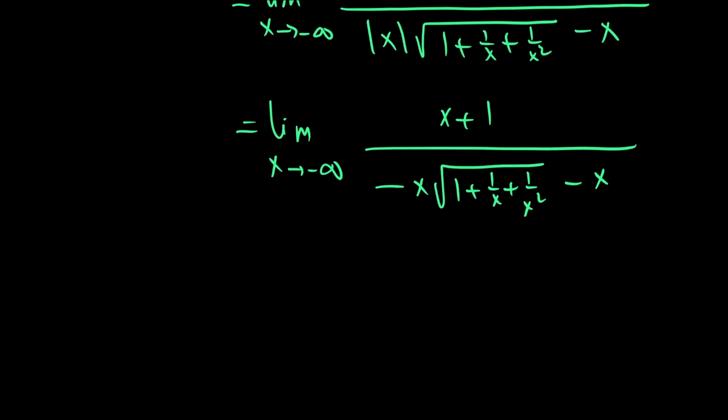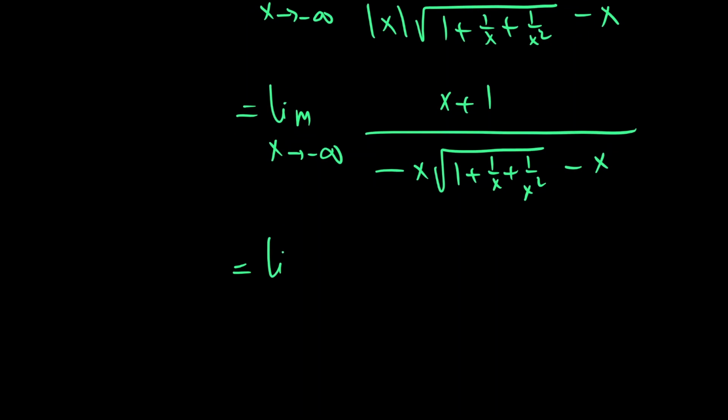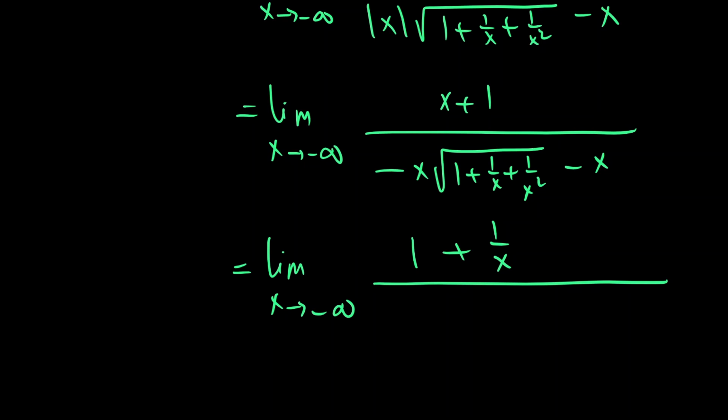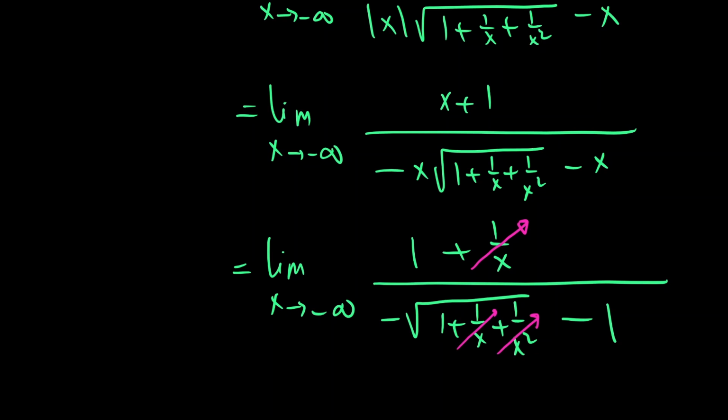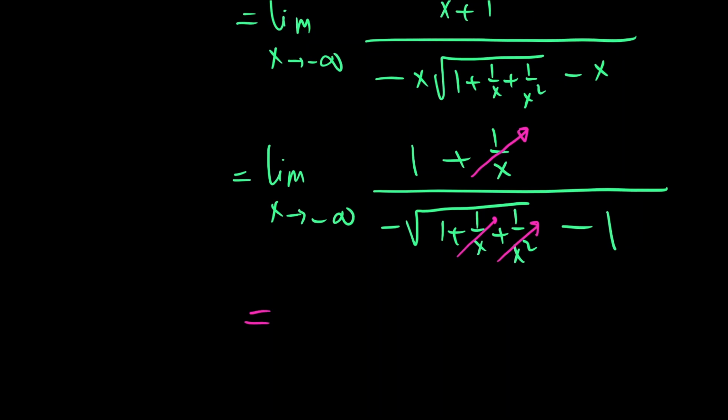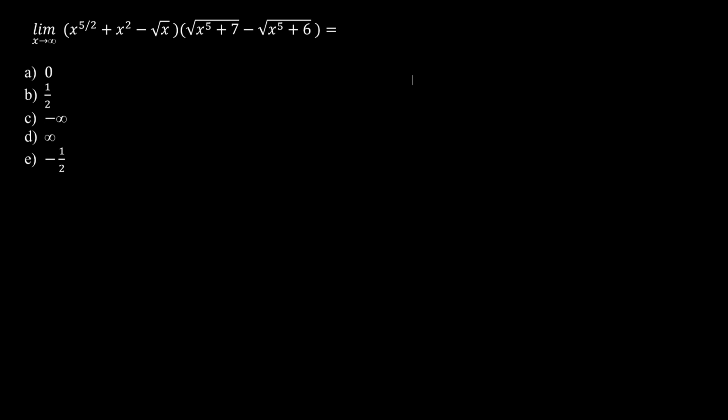I will just divide up and down by x. So this is the limit as x goes to minus infinity. Now this is 1 plus 1 over x as I'm dividing by x, and this is going to be minus the square root of 1 plus 1 over x plus 1 over x squared, and this is minus 1. Now as x goes to minus infinity, this is going to go to 0, this is going to 0, and this is going to 0. Whatever remains there is 1 in the numerator, and then I have minus 2 in the denominator, so the answer is just minus half.